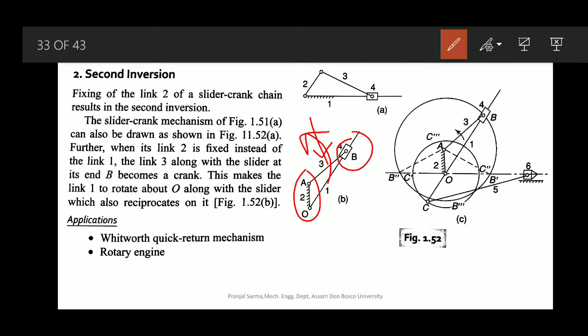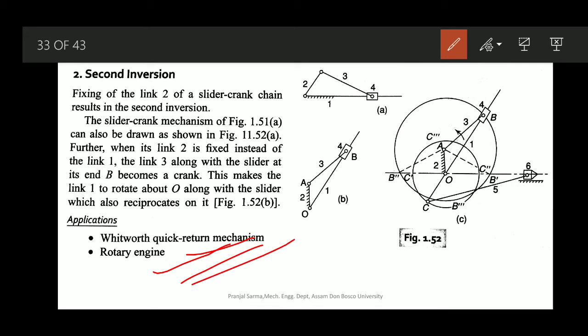Because of this, link 1, which was previously fixed, is now not fixed, which means it can move. As this is a pin joint or hinge joint about point O, this makes link 1 rotate about point O, and on this link the slider can have a reciprocating motion. This inversion can be used in the quick return mechanism, and it is also used in the rotary engine.